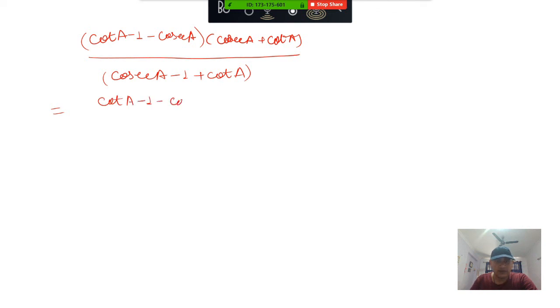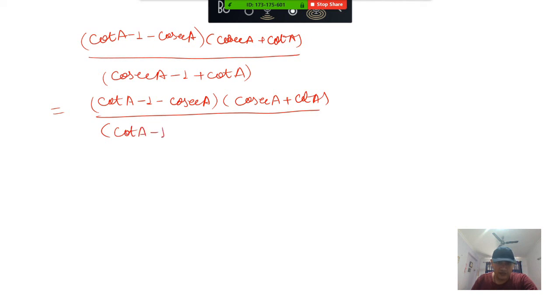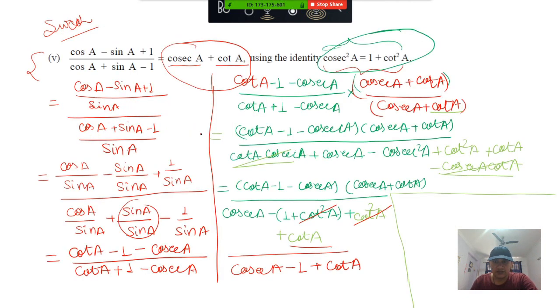Some of the guys are very intelligent and observing that the numerator's first term and the denominator's are similar, they have the same value. Exactly, you are right. I'm just rearranging this, so the cot A minus 1 plus cosec A. I think we have some mistakes here.